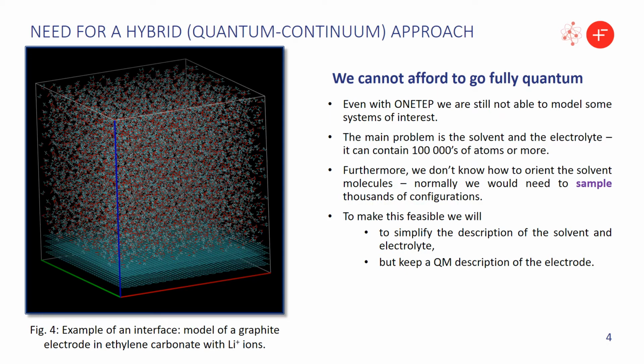But even with ONETEP, many interfaces of interest would be out of reach if we tried to tackle them directly. The main issue here is the solvent and the electrolyte, which can easily contain hundreds of thousands of atoms. And, moreover, we need to study large numbers, at least hundreds, of configurations of the solvent and electrolyte molecules to properly sample its behavior. This is what physicists call averaging out solvent degrees of freedom. So, to make this feasible, we will only retain the quantum description of the electrode, but the solvent and electrolyte we will model with a simplified continuum approach.